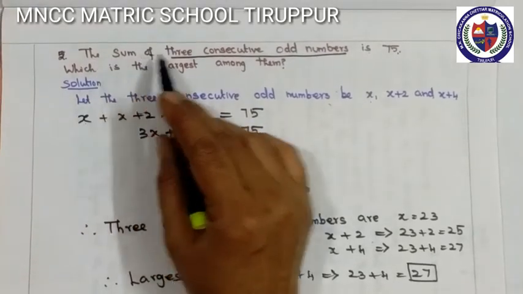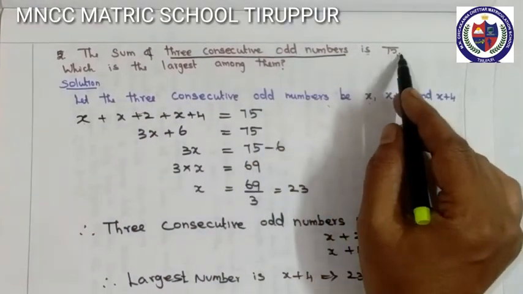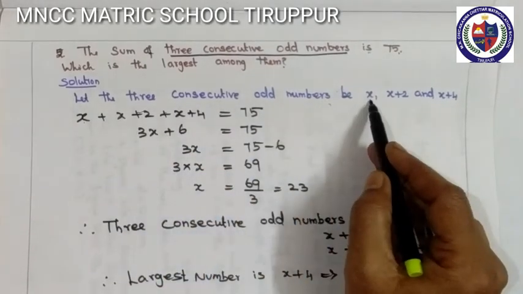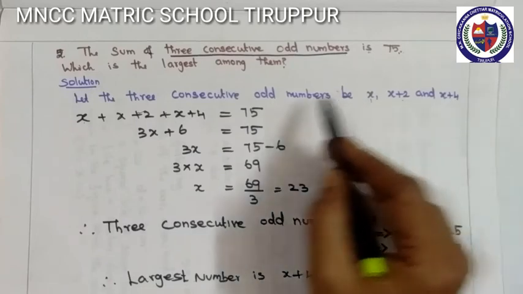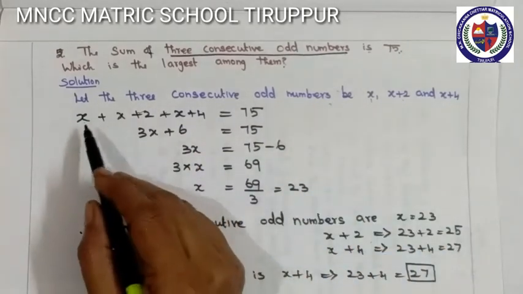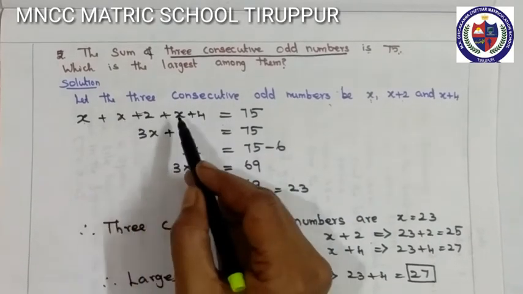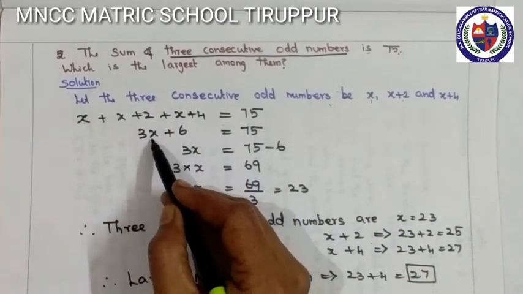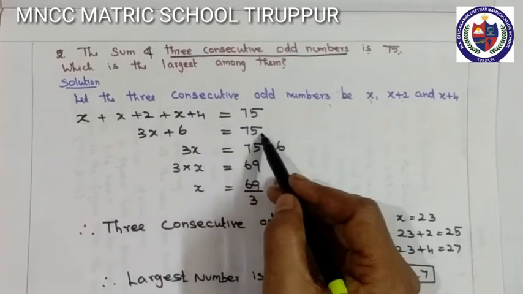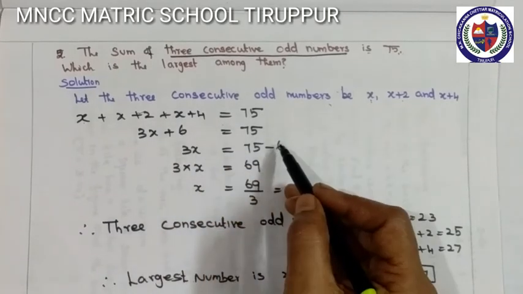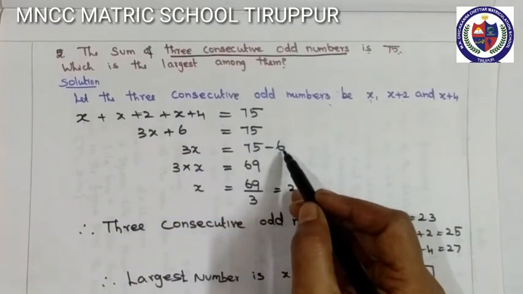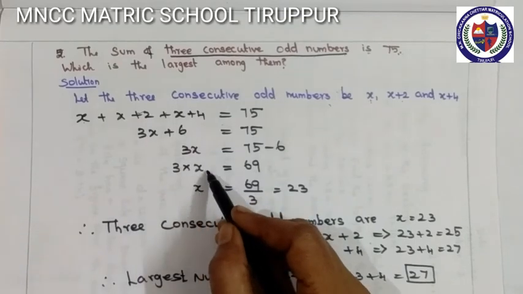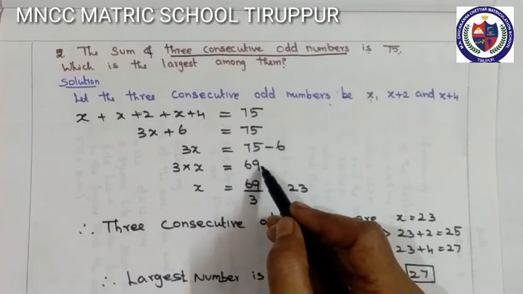Next sum. Listen to the question. The sum of 3 consecutive odd numbers is 75. Which is the largest among them? 3 consecutive odd numbers we take x, x plus 2 and x plus 4. Add the numbers: x plus x plus 2 plus x plus 4 equals 75. x plus x is 3x, 2 plus 4 is 6, equals 75. Variable one side, number go to the opposite side. Plus 6 goes to minus 6. 3x equals 75 minus 6. 3x you write as 3 times x. 75 minus 6 equals 69.